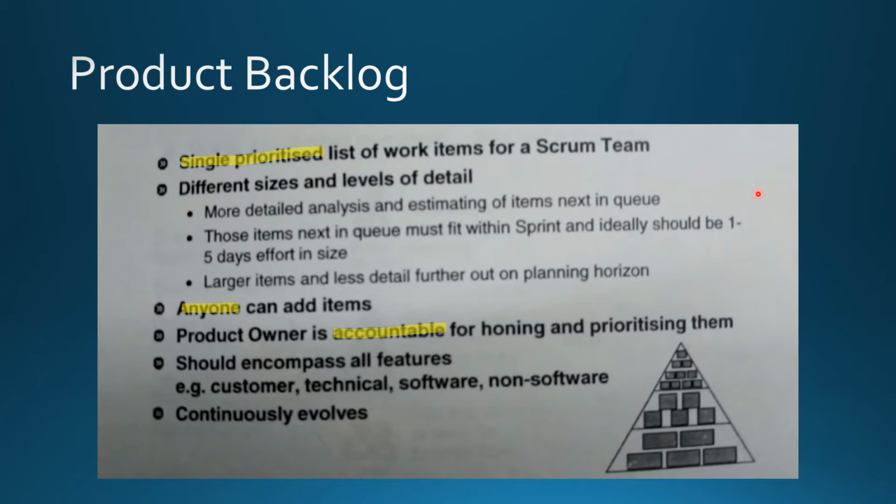Let's start with the product backlog first. What is a product backlog? It is a single prioritized list. You cannot have multiple lists. So everybody should refer to only one product backlog. You can use tools like Jira or Azure DevOps or Digital.ai to maintain the product backlog. It should be a single list from the product owner. The product owner is accountable for that.